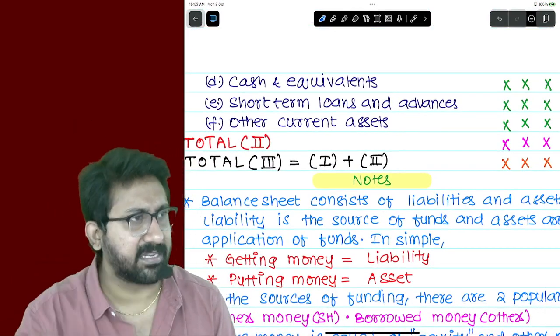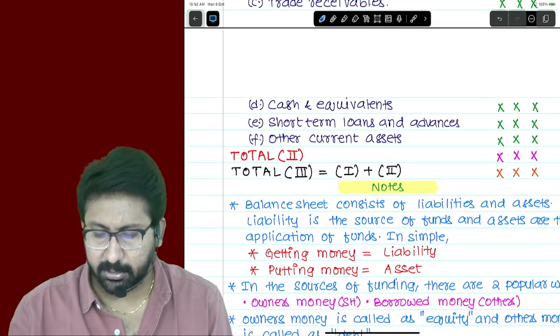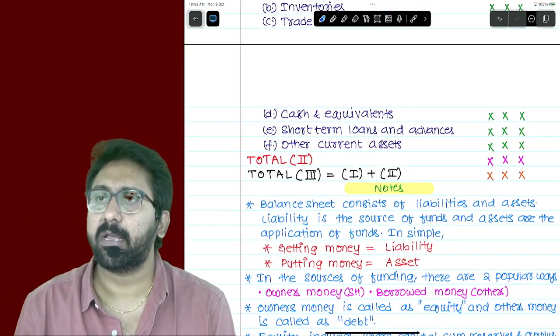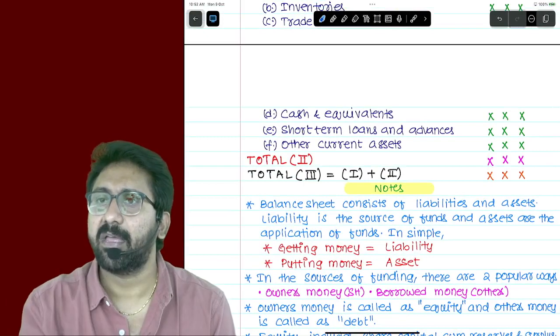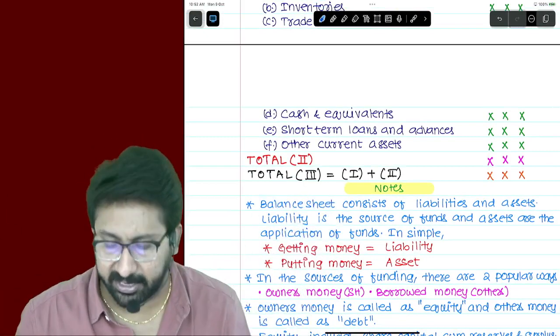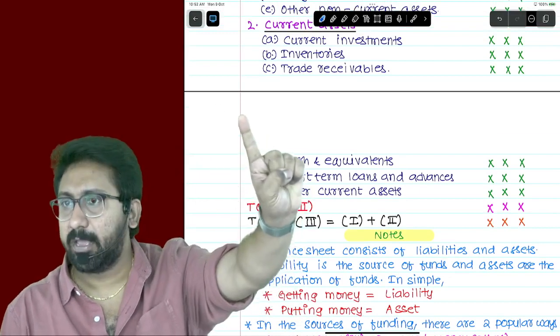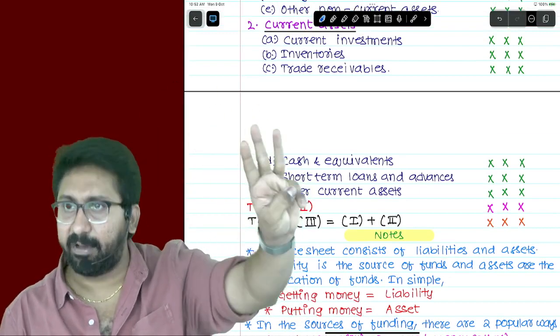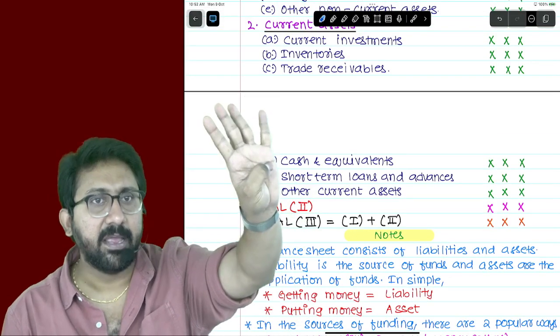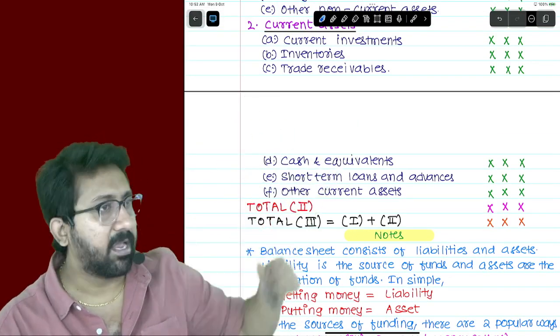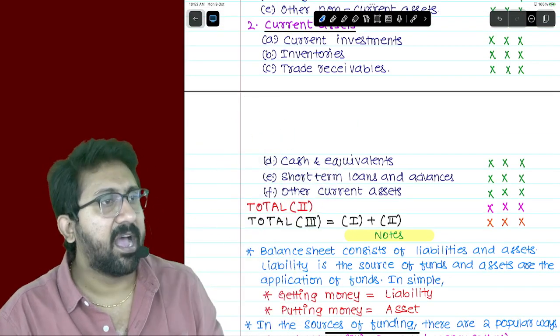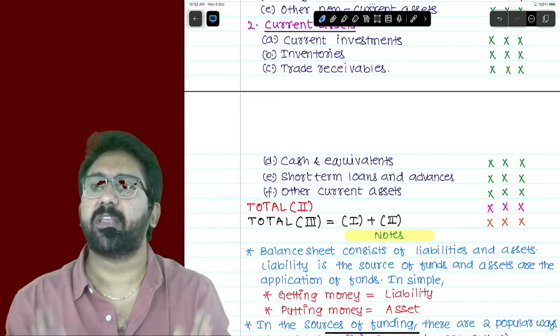Okay, other current assets, anything you will write here. We now completed non-current, current. Please tell me the list of all the current assets you learned, one by one. Current investment, inventories, receivables, trade receivables. Next one, cash and equivalents, short-term loans and advances, other current assets. All these put together will become what?